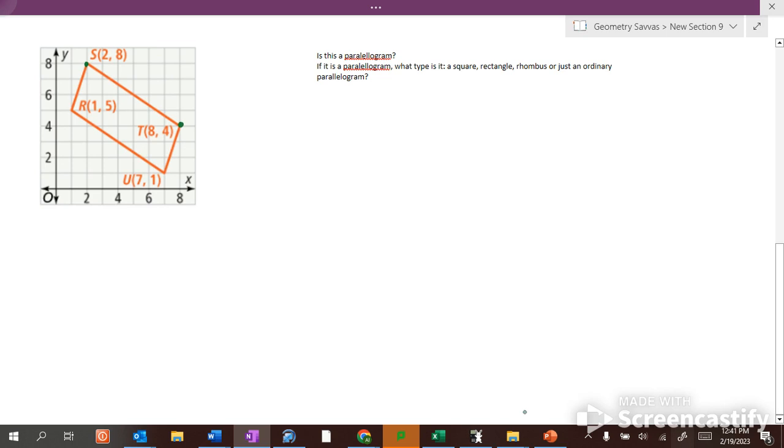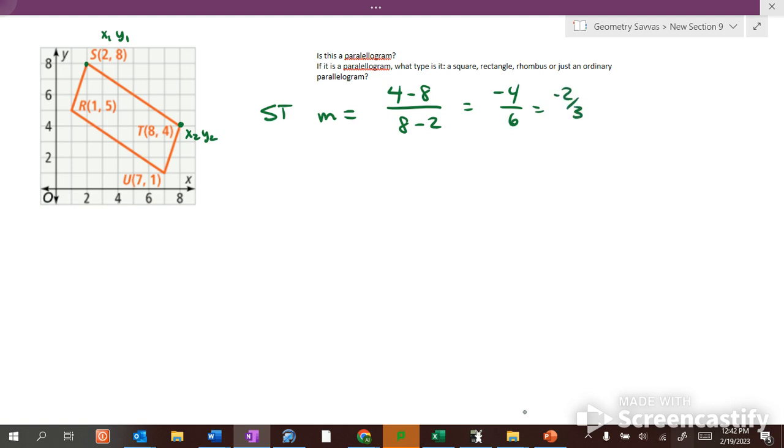So we're going to find the slope of ST. Let's make this one x1, y1, this one x2, y2. So y2 minus y1, 4 minus 8 over x2 minus x1. x2 minus x1 is 8 minus 2. So you get negative 4 over 6, which is negative 2/3.